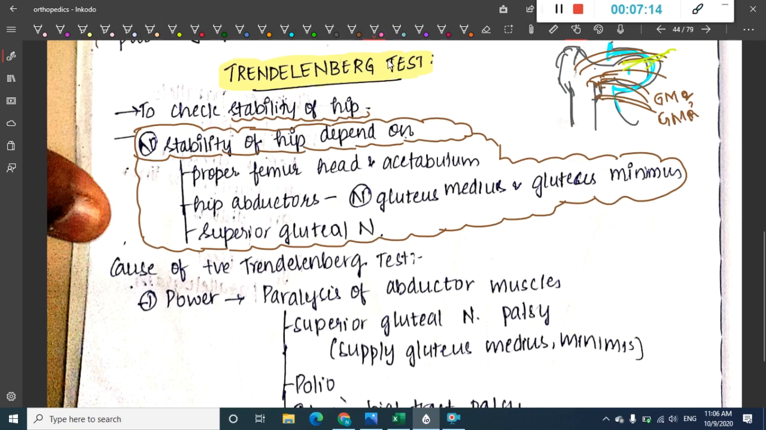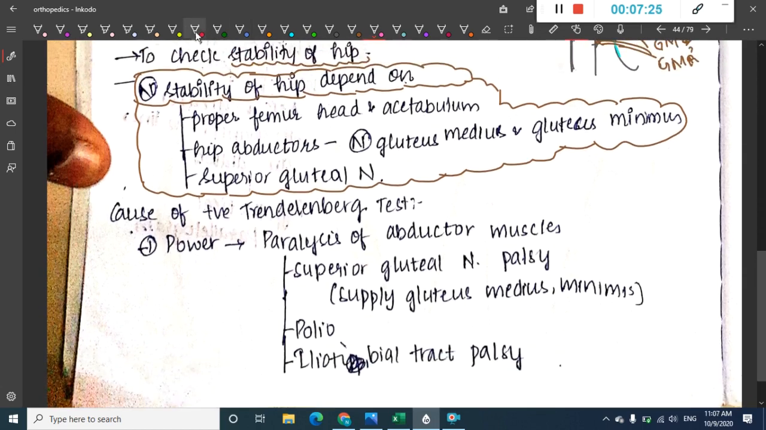One is proper femoral head and acetabulum. Second, hip abductors, which is normal gluteus medius and gluteus minimus. Third, superior gluteal nerve. So first we will see causes of positive Trendelenburg test. The causes of positive Trendelenburg test can be divided into the following types.